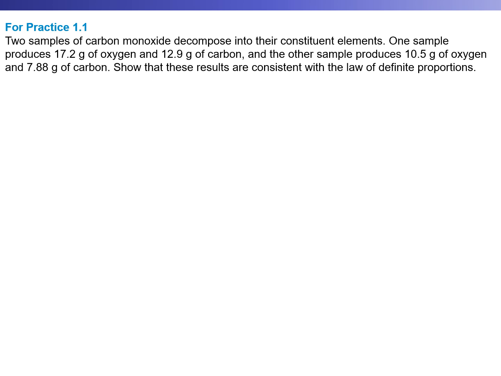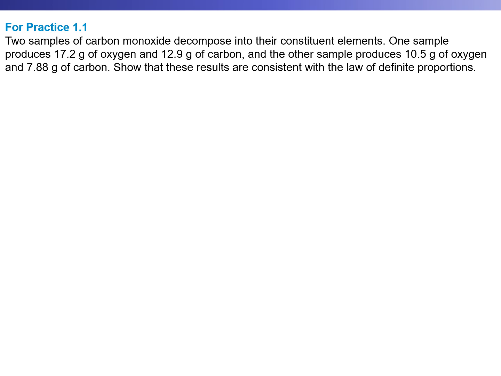In this first problem, we're given a sample of carbon monoxide, two samples, and we're going to decompose each of them and figure out if they're the same. And in order to do that, we're going to follow the law of definite proportions. So if we read what our problem is telling us, we have two samples of carbon monoxide. They get decomposed. One sample is going to produce 17.2 grams of oxygen and 12.9 grams of carbon. And the other is going to produce 10.5 grams of oxygen and 7.88 grams of carbon.